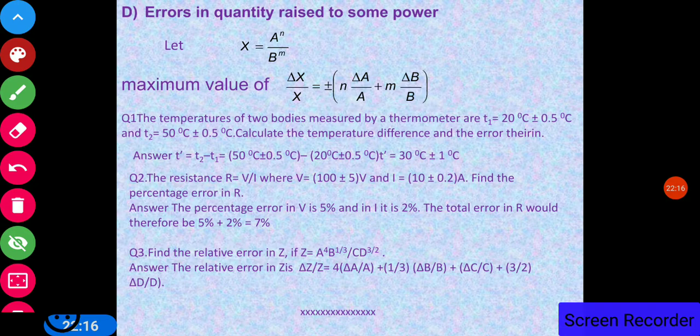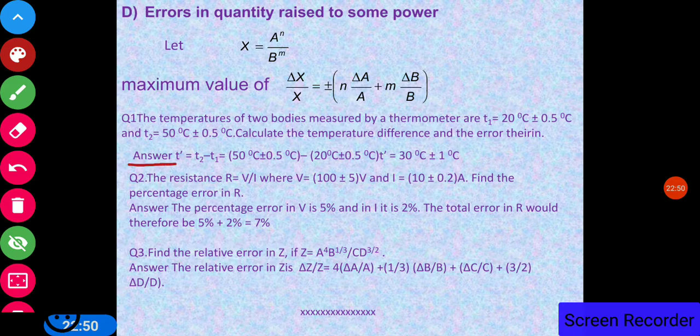Now let us solve the two numericals, you will understand it better. The temperatures of two bodies measured by a thermometer are T1 equal to 20 degrees centigrade plus minus 0.5 degrees centigrade. What does it mean? The temperature can be 20 plus minus 0.5. Either it may be 0.5 more than 20 or it may be 0.5 less than 20. Similarly, T2 is 50 plus minus 0.5 degrees centigrade. Calculate the temperature difference and the error therein.